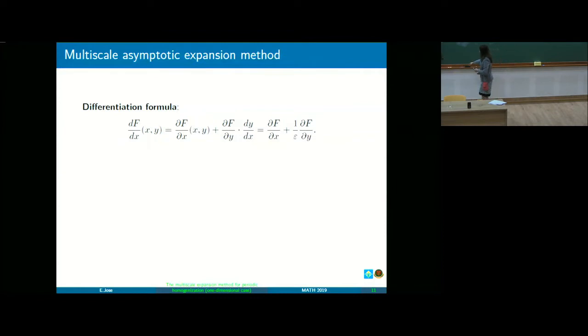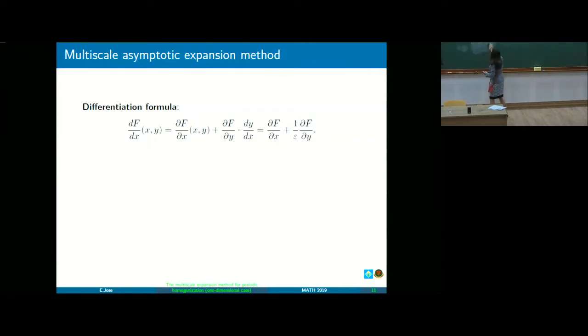Okay, so we know this formula for the total derivative of some function of x, y with respect, say, to x. So it is given by this formula, because y is given to be x over epsilon. So by our differentiation formula for the total derivative, we have this. So we will use this. Okay, I will write again our problem.